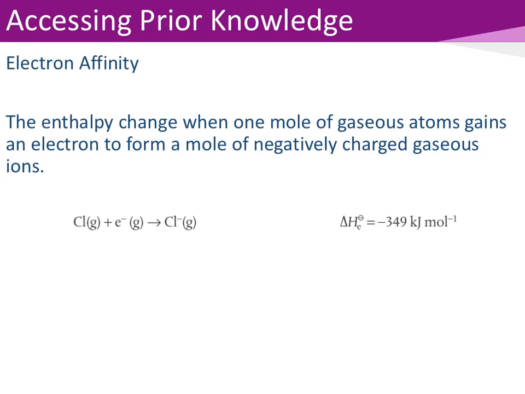Electron affinity is when 1 mole of gaseous atoms gains an electron to form a mole of negatively charged gaseous ions. It is the enthalpy change associated with that. Typically it is exothermic unless it is the second electron affinity, which we'll encounter later in this process.